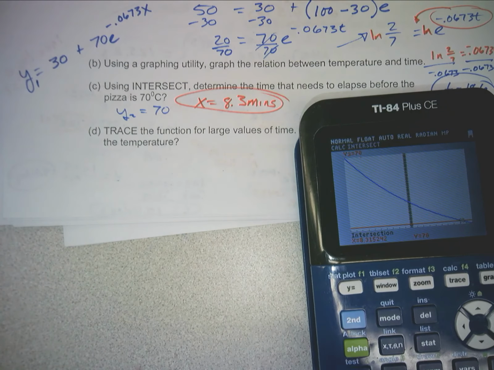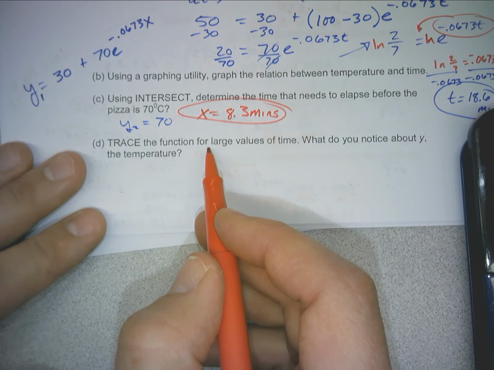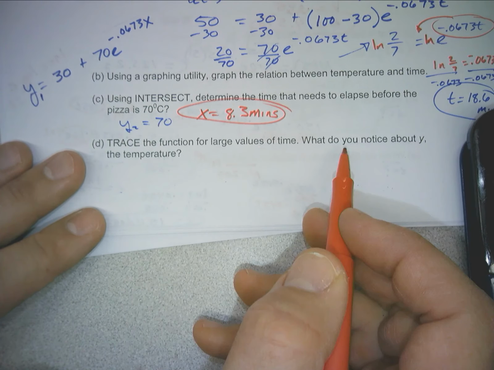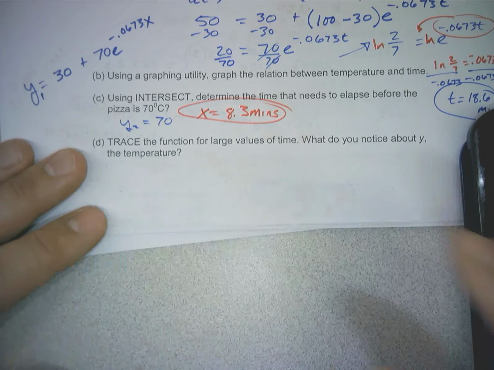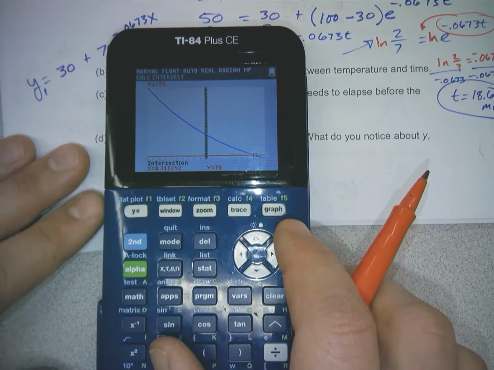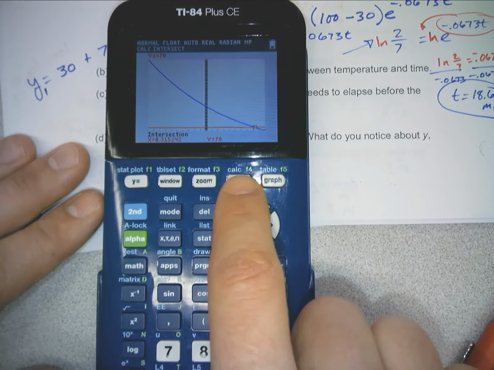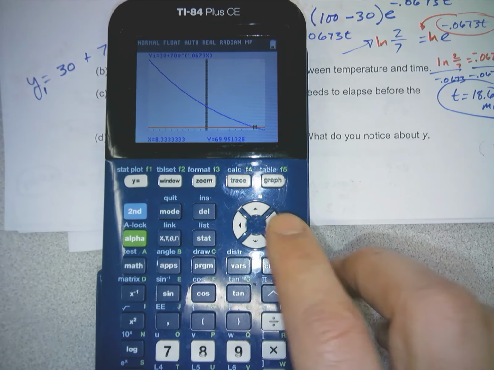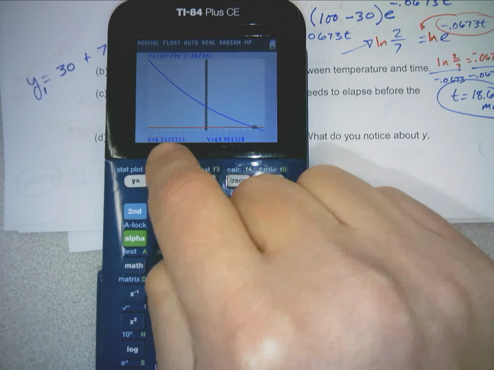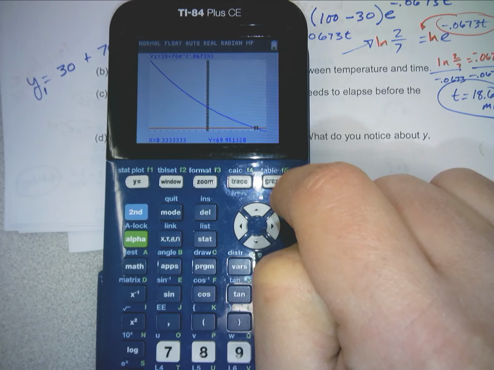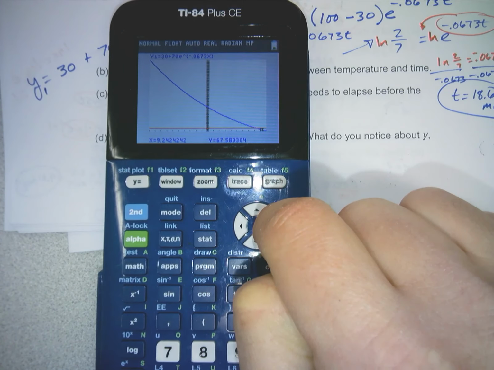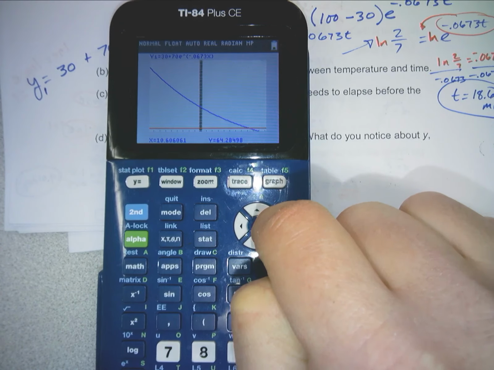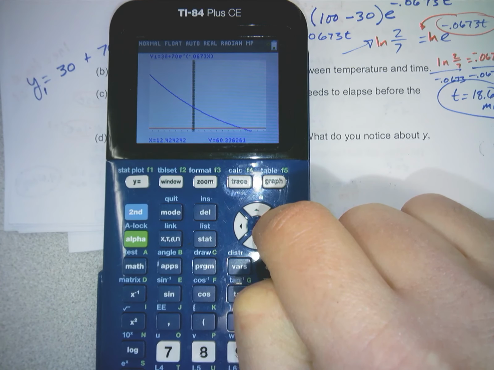Okay. It says here, trace the function for large values of x's over time, and what do you notice about the temperature? So the trace is just going up here and pressing trace, okay? And then look at over time. As the x value gets bigger, what's happening to the y value? So I keep going, and it's going down, right? It's getting to 64, 60, just keeps going down and down and down.